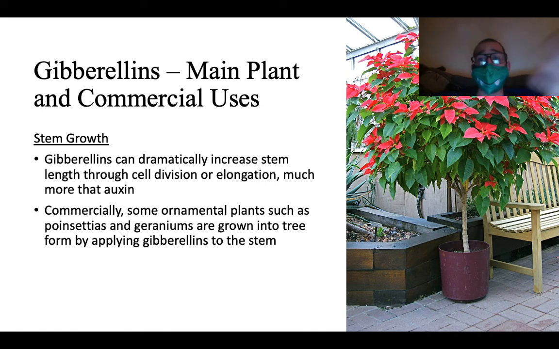Auxin also has a similar role. We saw phototropism, but gibberellins do this much more dramatically. So we can take an ornamental plant, such as that poinsettia that you see there, which we will typically see as a smaller plant, and actually, with the application of gibberellins, grow it into a tree. Last year, we used gibberellins on, I think, pea plants and saw the difference in growth between the ones that we used gibberellins on and the ones that we didn't.